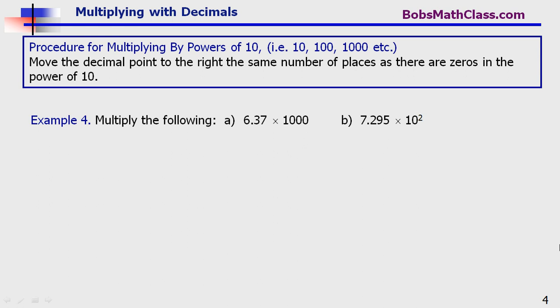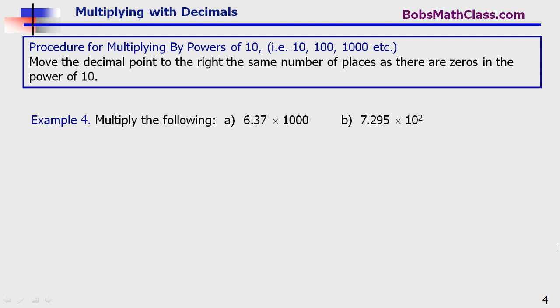Now, when we have exponents, 10 squared is 100. 100 has 2 zeros. 10 cubed is 1,000. 1,000 has 3 zeros. So if it has an exponent, the number of zeros is the same number as the exponent. Okay, so for each zero, all you have to do is move the decimal point to the right.